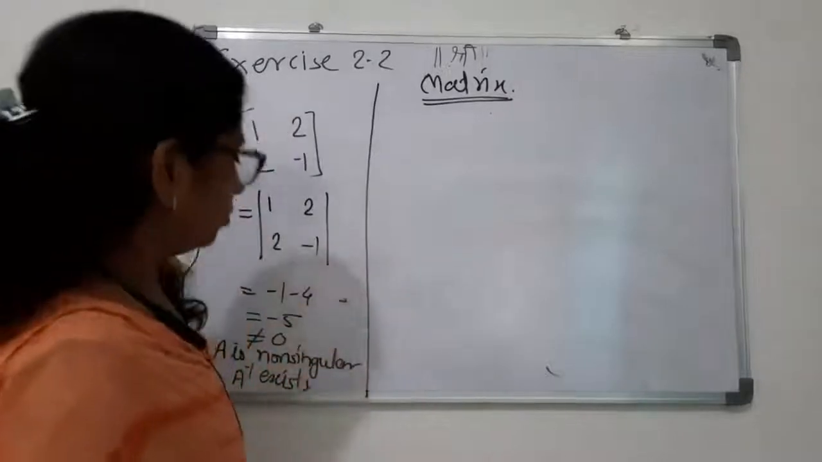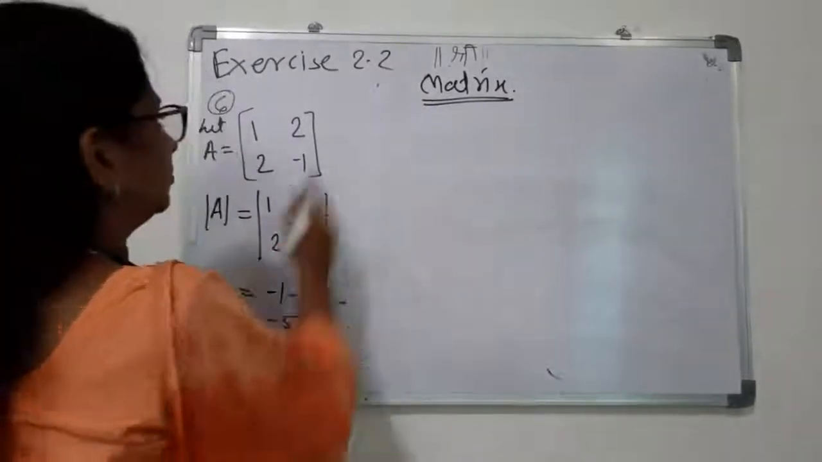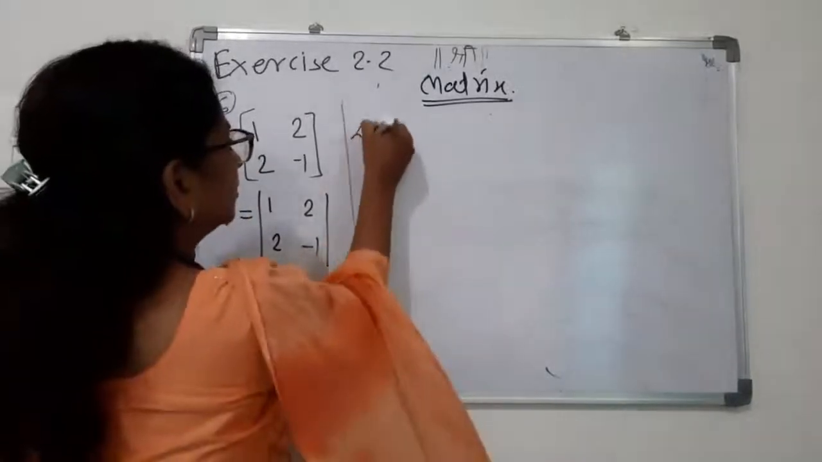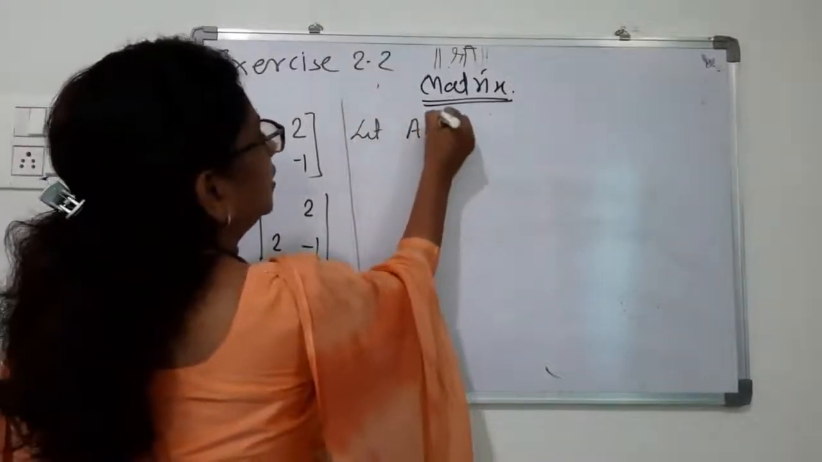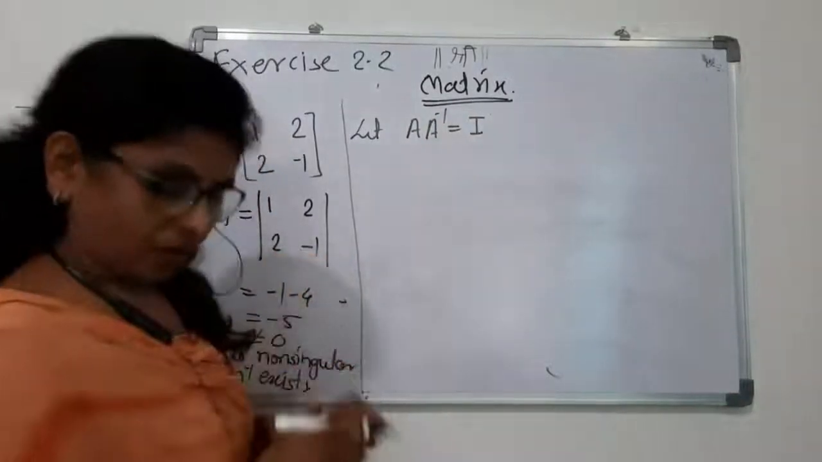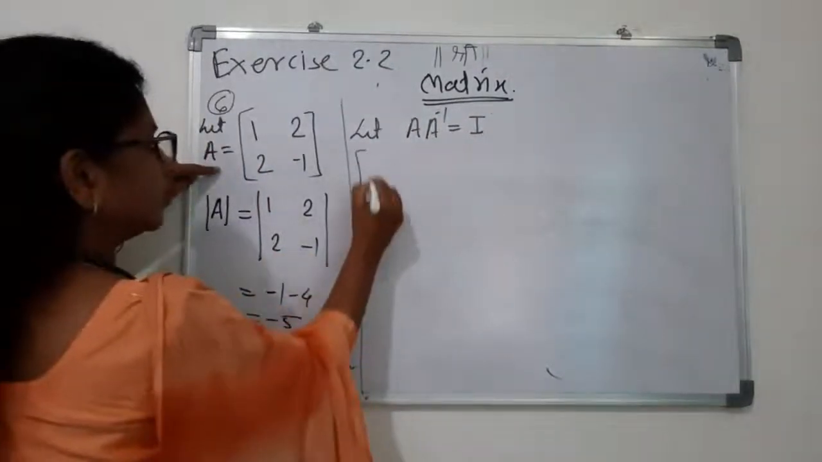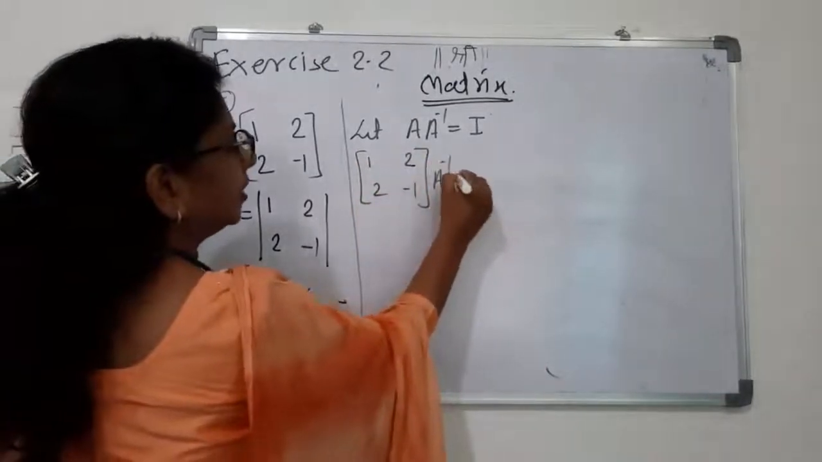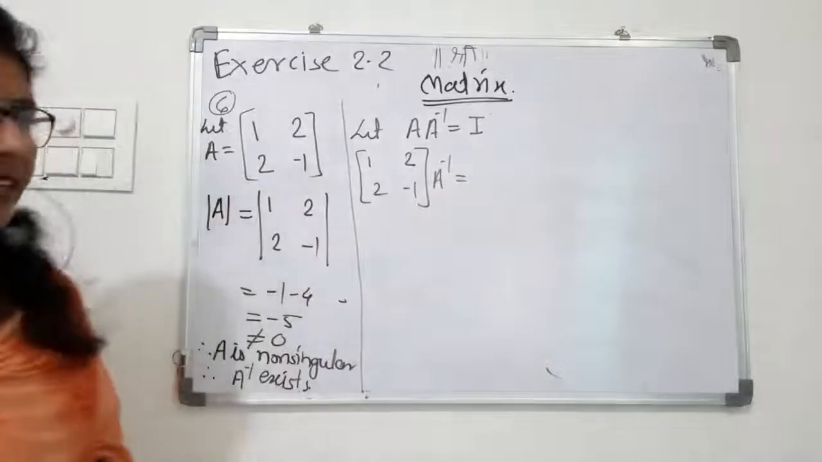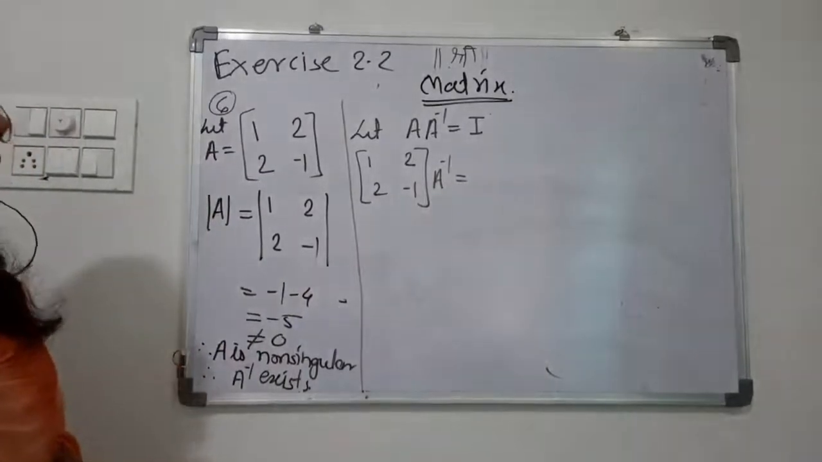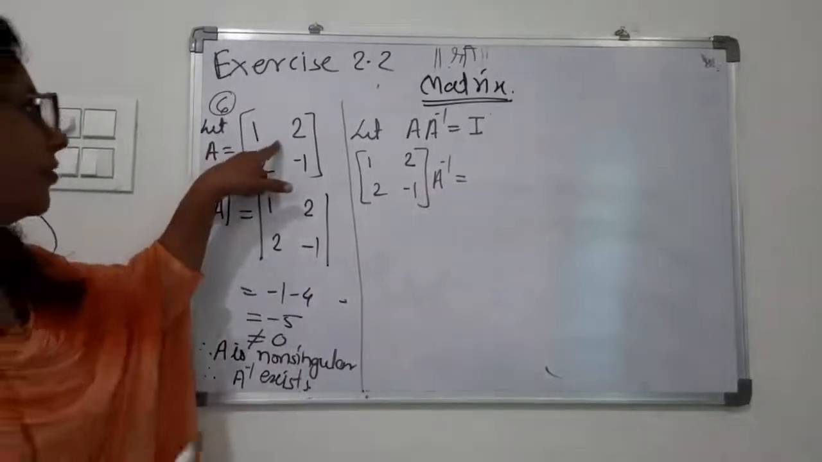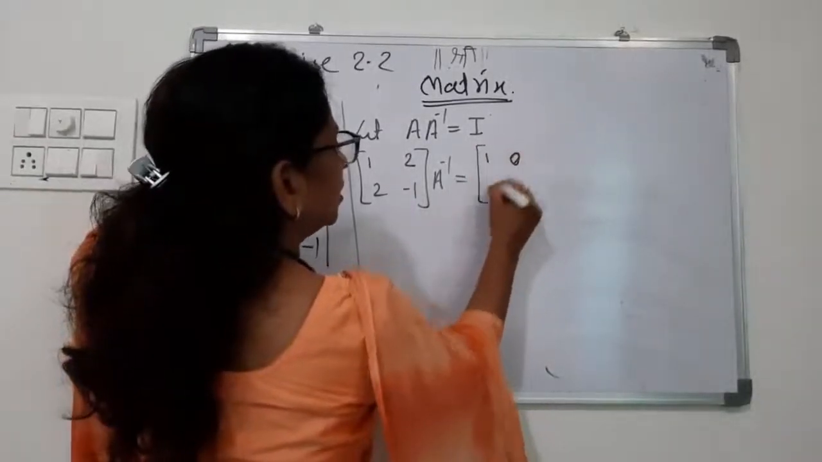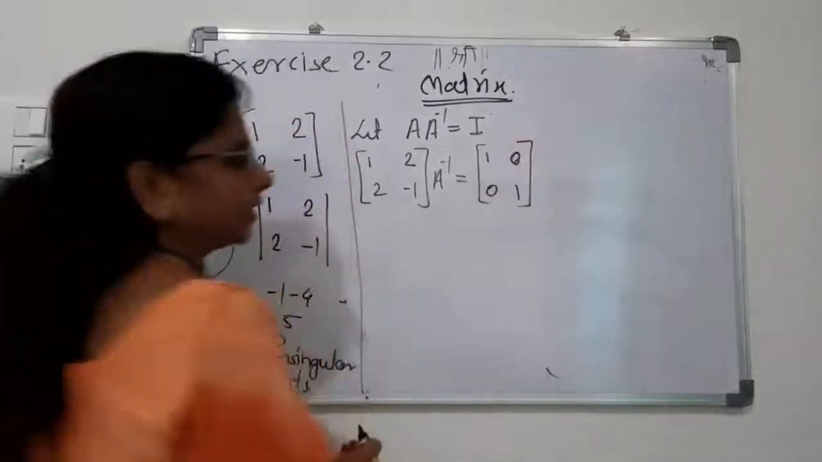Now let us go for the inverse. So for the inverse we will write: let A inverse equal to I. Okay, so A is our matrix 1, 2, 2, minus 1. A inverse we have to find, and I is the identity matrix of the same order as A. So A is a 2 by 2 matrix, so we have to take the identity matrix like this.